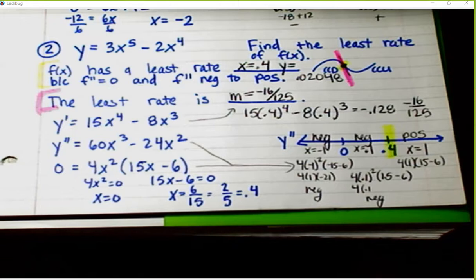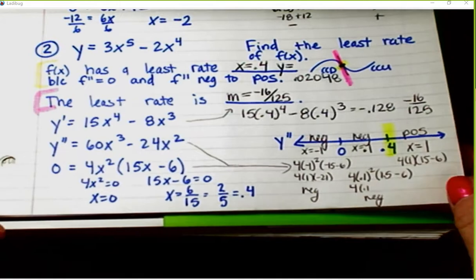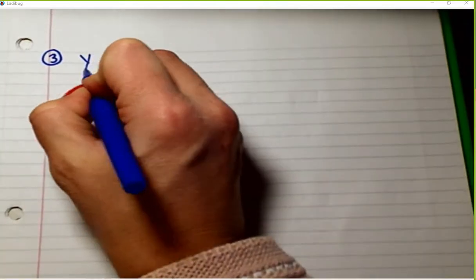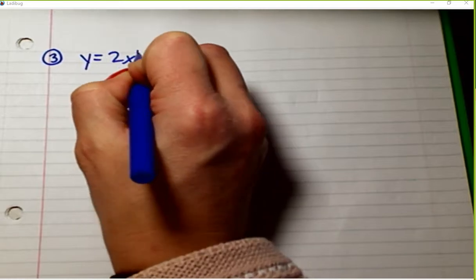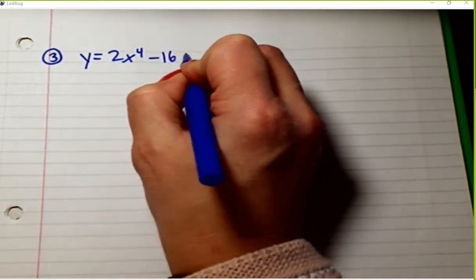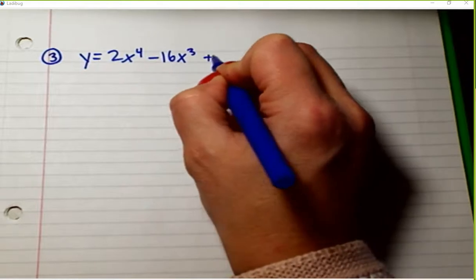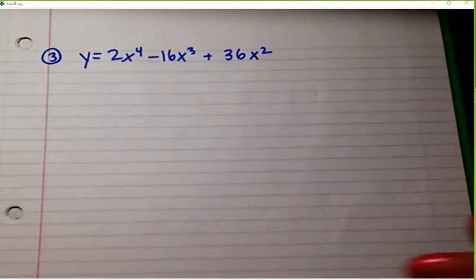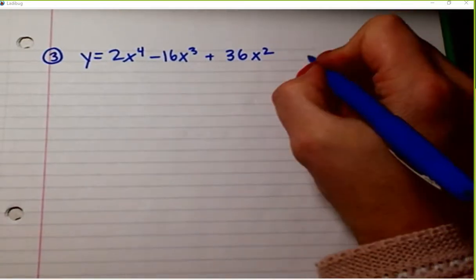Last example. Last one. You can do it. We're almost there. Okay, 3. All right. F of x, or y, equals 2x to the fourth minus 16x cubed plus 36x squared. All right.